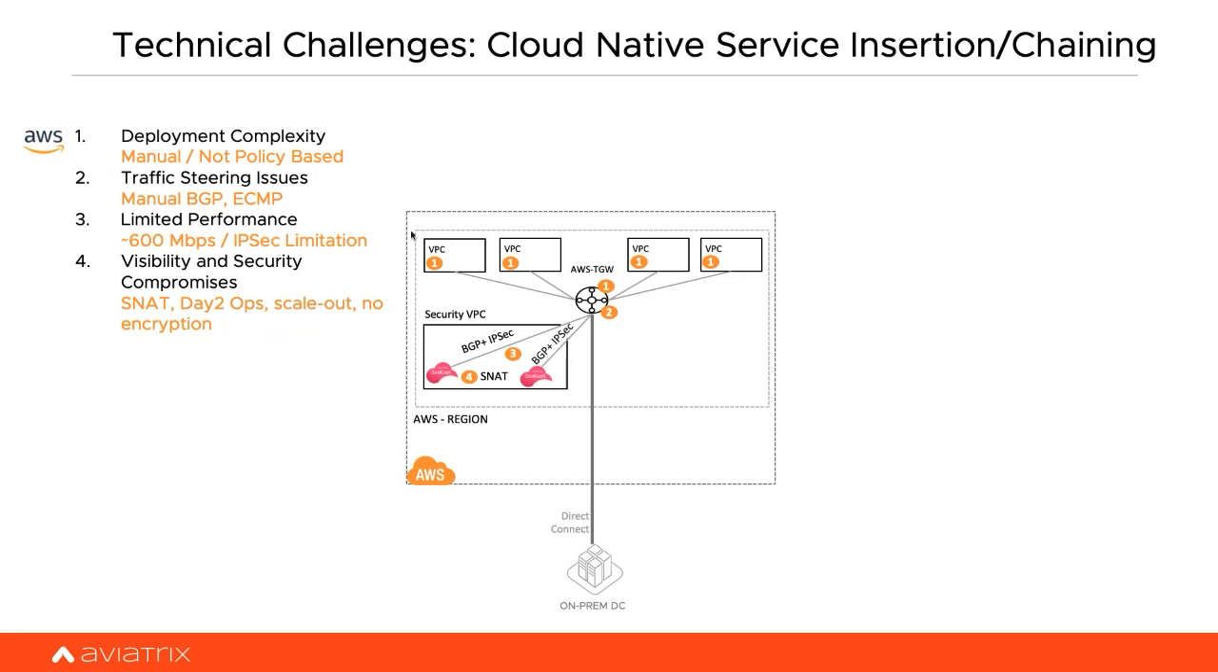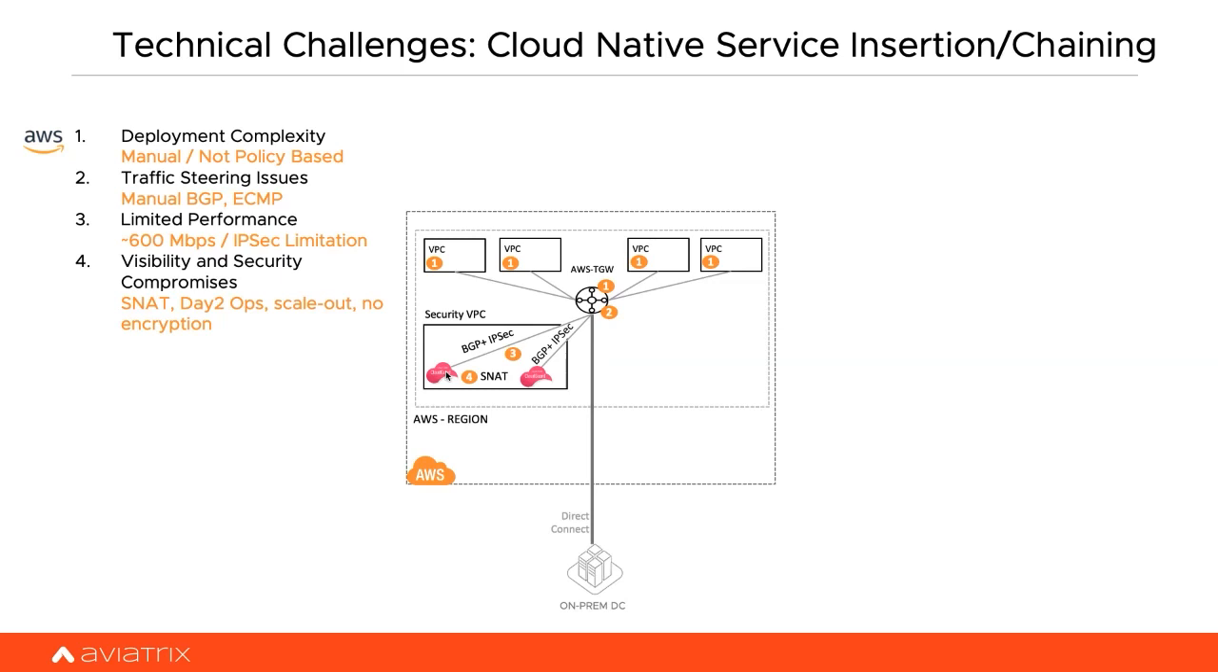So if you focus here on AWS, you will notice that if you try to deploy CloudGuard in AWS with the native constructs, the TGW here, it's all manual. So you need to make changes in the VPC. You're changing the route table here, the route table in the VGW, then you're sending the traffic towards the CloudGuard, and then you need to make changes here. So there's a lot of manual intervention required. And also this is not policy based. This is all a discrete point-to-point solution.